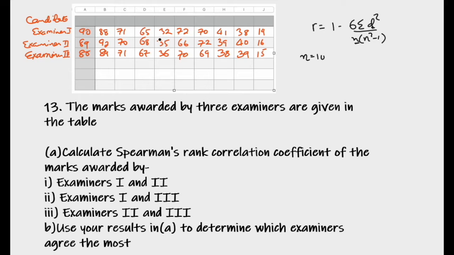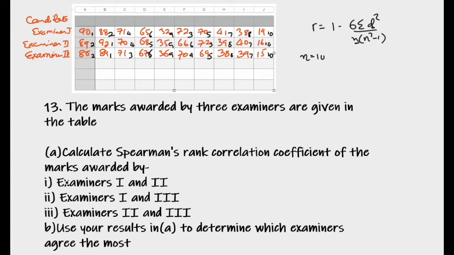How to find d? First, we should give ranks. Examiner 1 gives ranks to these 10 candidates. So we'll look for the one which is rank 1, and 90 is the rank 1. I will write ranks here in the corner, 1. After that, 88 seems to be the second one. And this is how I will complete the whole table now. Okay, so I have given the ranks to them.